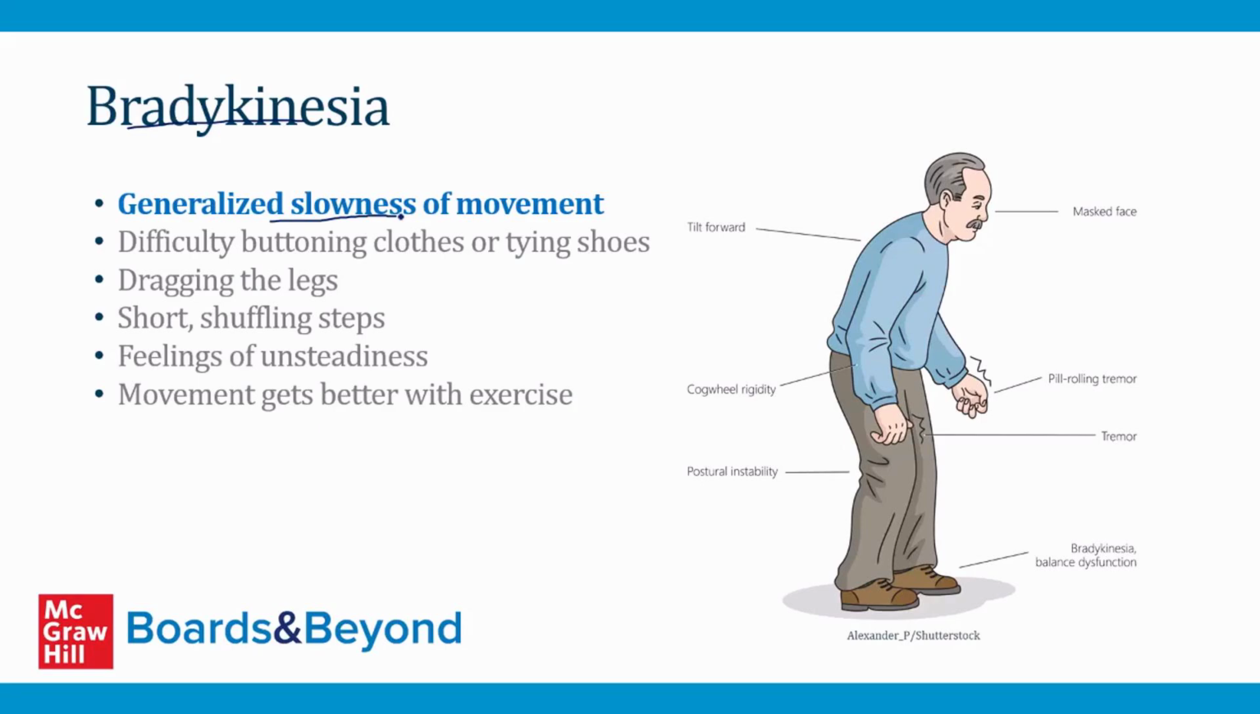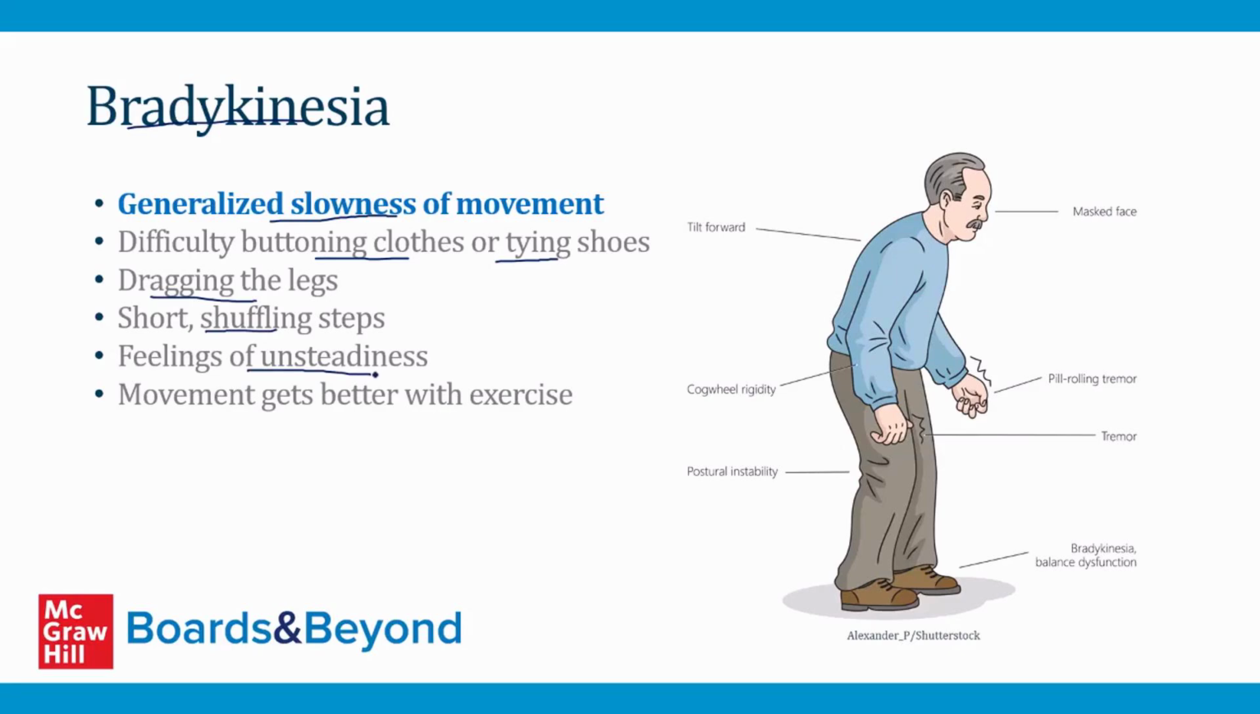So some of the things that can be evidence of bradykinesia are listed on the slide. So difficulty buttoning clothes or tying shoes. That's because it's very slow for them to make these fine motor movements. Patients can drag their legs. They take short shuffling steps. In general, what patients will tell you is because of the bradykinesia, they have a feeling of unsteadiness, and patients with Parkinson's disease are prone to falls.